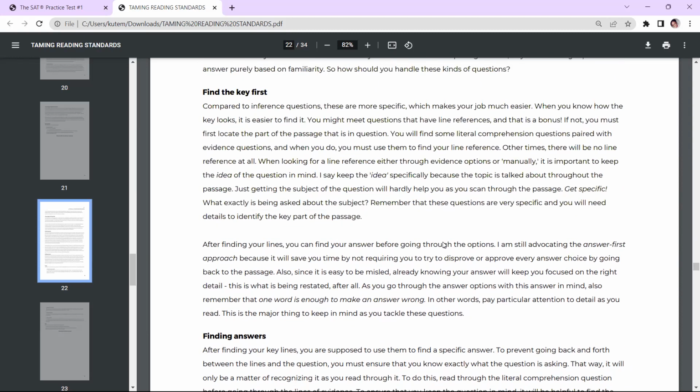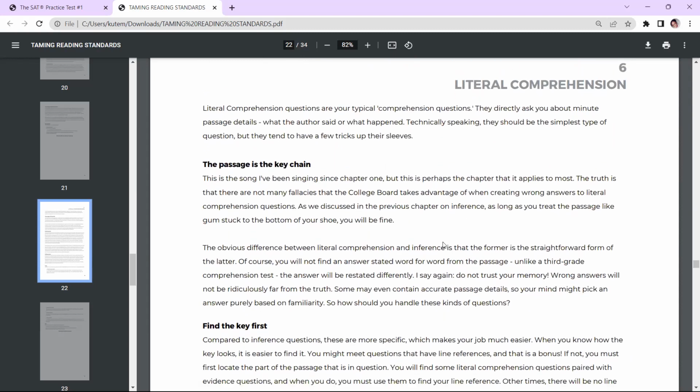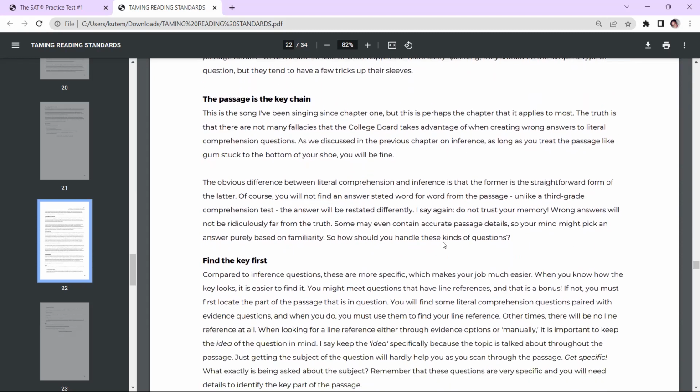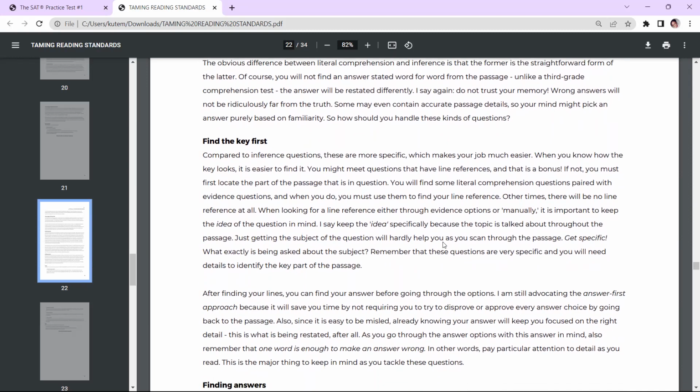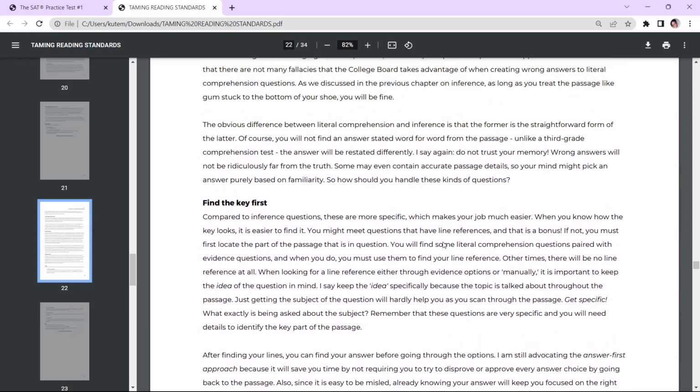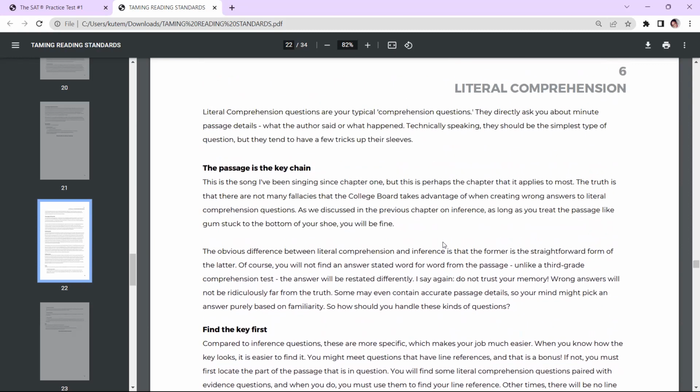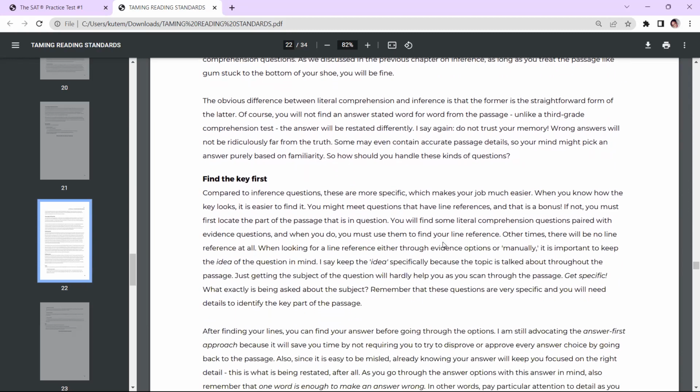When you find these questions, read the question and keep in mind that that's what you're looking for as you go to the passage. After you read the passage and find your answer, then you can go to the options. This is the approach that I've been advocating for a very long time. It's very important that you find your answer before you look at the options. Because like I said, there will be other answer options that already have passage details, but they are wrong, right? So if you already know exactly what you're looking for, it's very hard for you to be misled by those things.